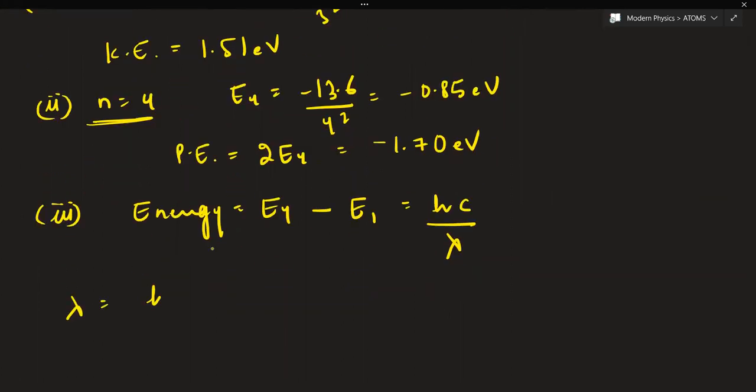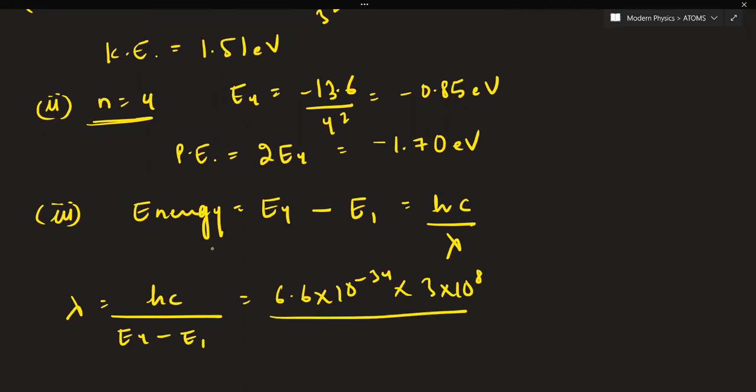So wavelength will be hc by E4 minus E1, which is 6.6 into 10 to the power minus 34, and c is 3 into 10 to the power 8. E4 minus E1 is 12.75, as we had calculated in the previous example that we took. And this is in electron volt, so let us multiply it with 1.6 into 10 to the power minus 19.